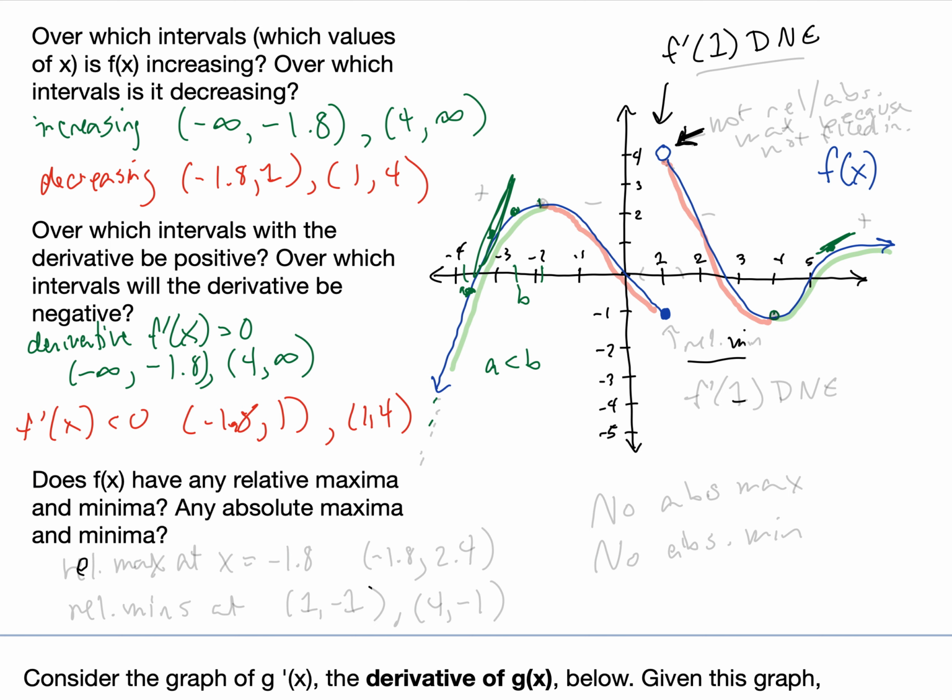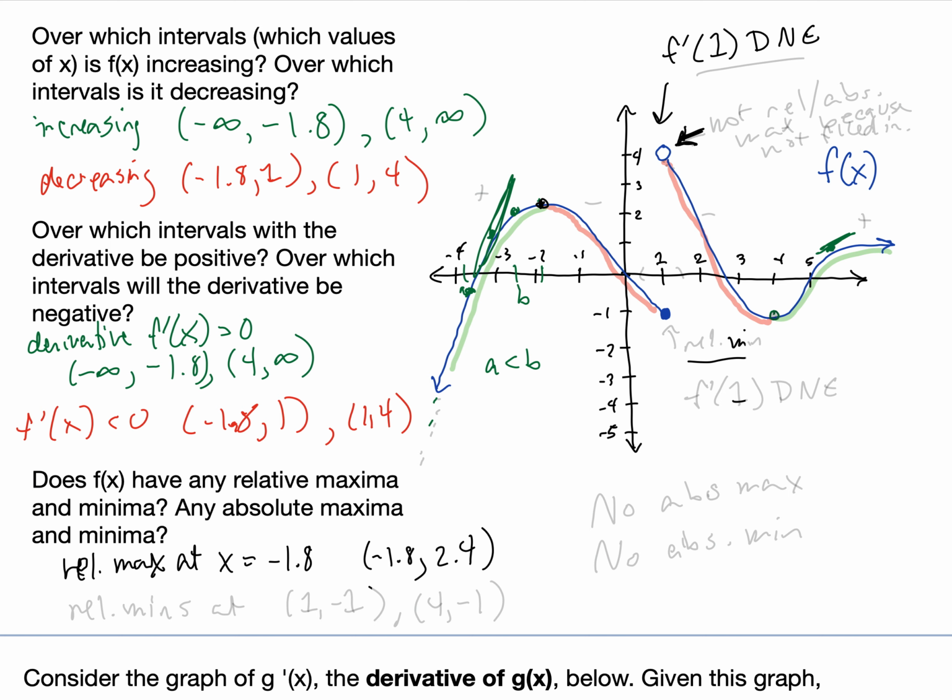Does f of x have any relative maxes and mins? Does it have any absolute maxes and mins? So we do have a relative max right here, at x equals negative 1.8. We can see where that is on the graph. It's the point negative 1.8, comma, let's say 2.4. So that's approximately where that relative max is. And that's all that we see in terms of relative maxes.